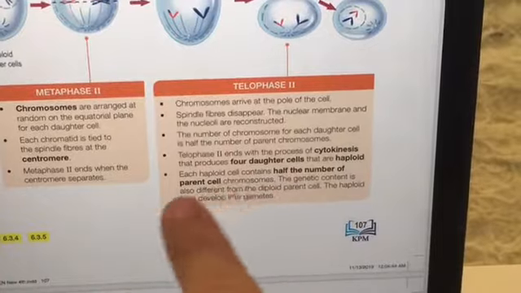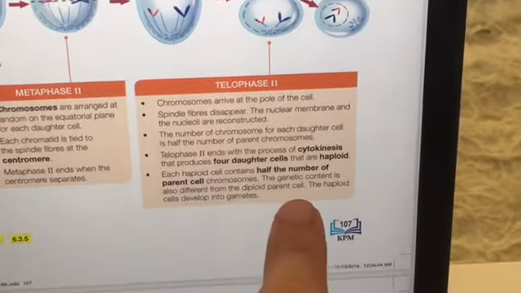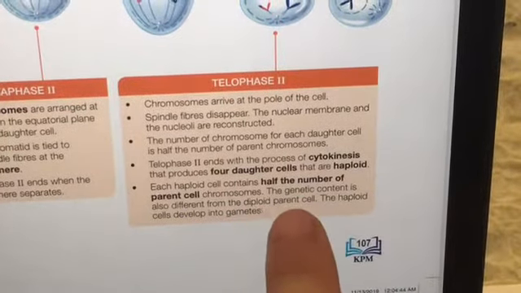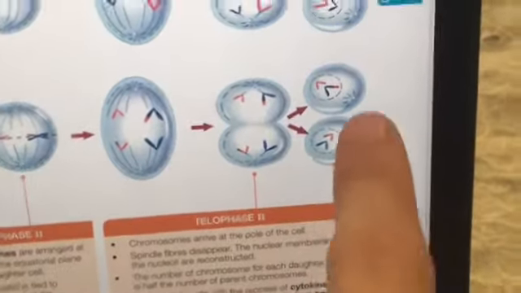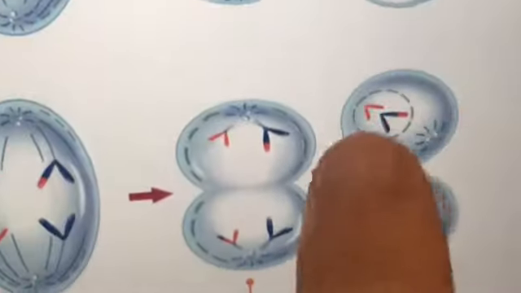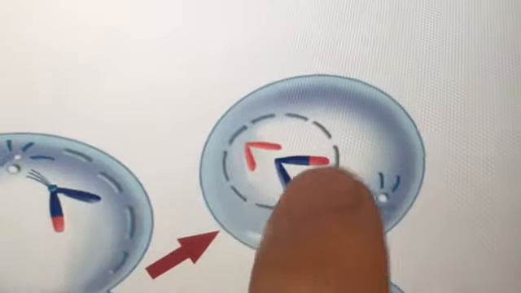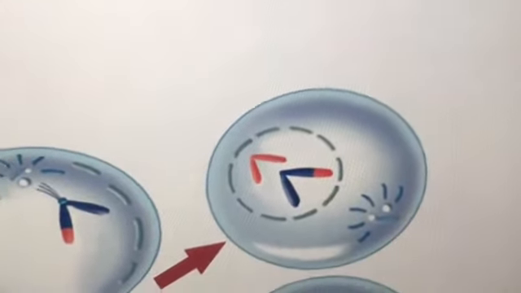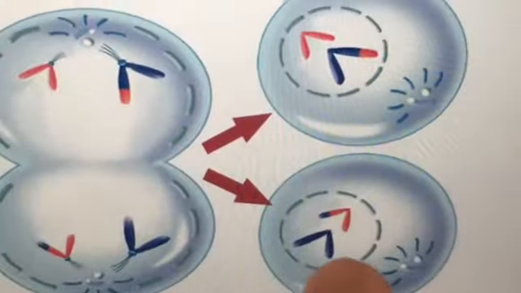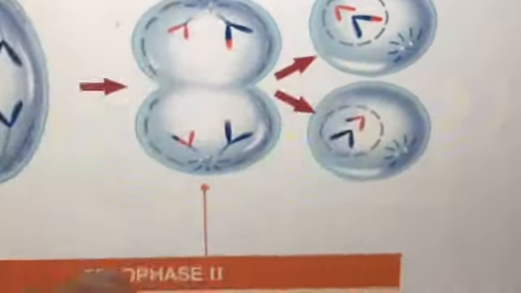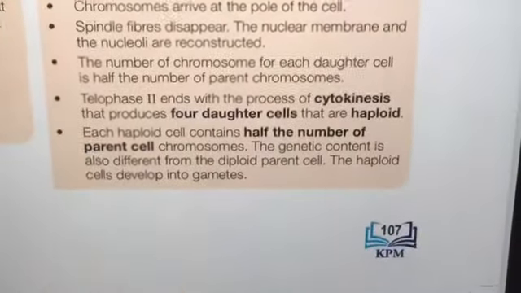The genetic content is also different from the diploid parent cell. This part right here, the genetic content is also different from the diploid parent cell. It happens, you can see right here, the contents are different. This chromosome particularly is different from the parent chromosome. This one is also different. That's why it says genetic content is different.